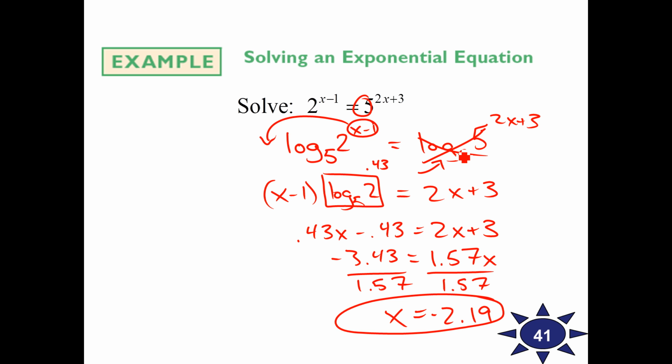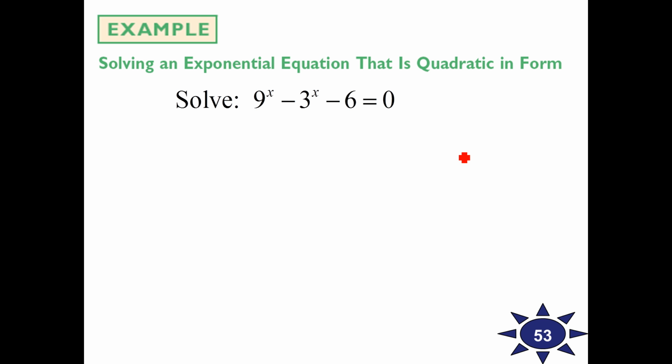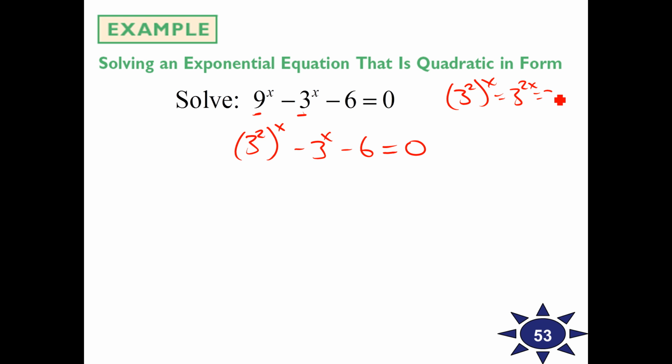Alright, let's try problem 41. Okay, this one's a little tricky. We'll definitely go over something like this in class, but watch me walk through it first. So the key here is to get the same base between 9 and 3. So we can do that by saying 3 squared to the x minus 3 to the x minus 6 equals 0. Now, here's the trick. 3 squared to the x is equal to 3 times 2x, which you could rewrite as 3 to the x squared. Alright? Those rules of exponents are allowed.